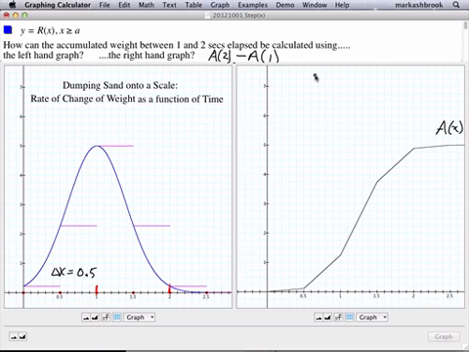Lauren? Yeah, so we want the accumulation up to 2, but from 0? From 1. So we're going to subtract off that accumulation up to 1, and that leaves just the accumulation from 1 to 2. Are we good? Okay.